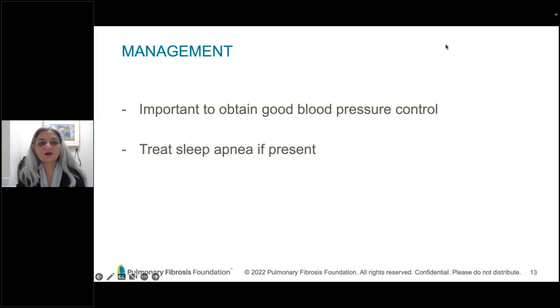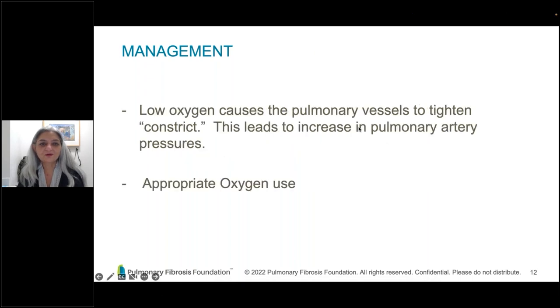So here, let's go to the oxygen. Go back one. All right, so we start again.